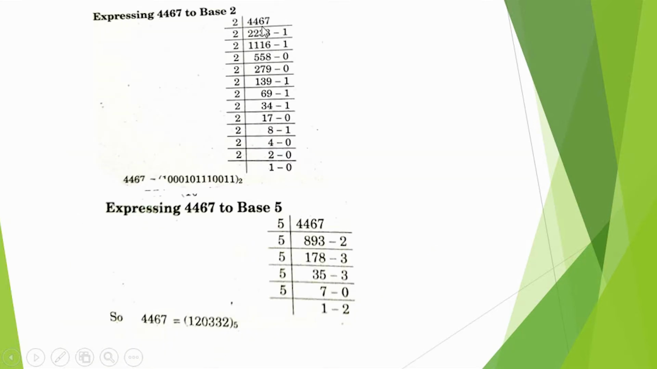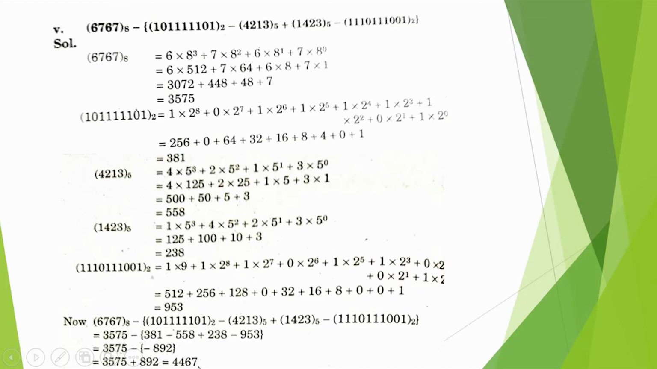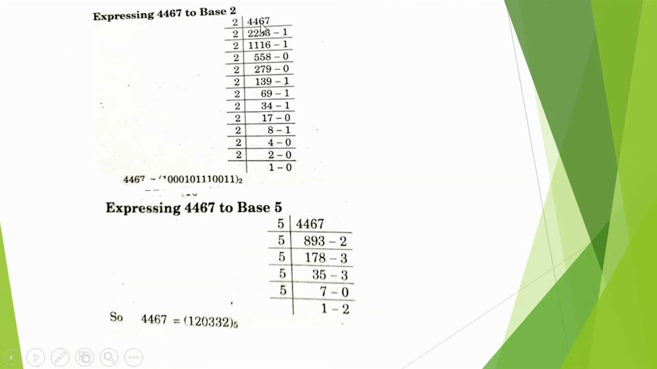Now minus plus, 3575 plus 892 is equal to 4467. Now we convert this value into a binary number.